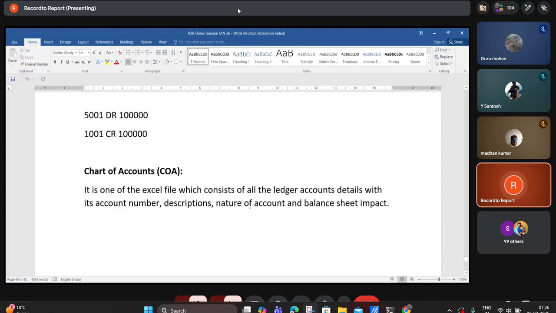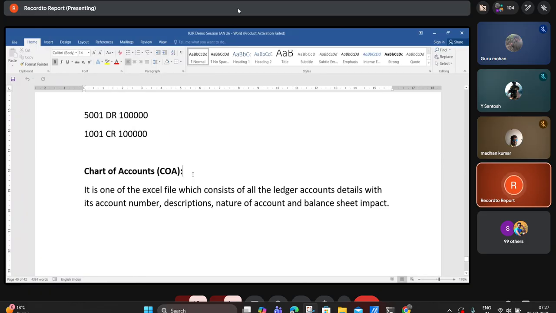We also discussed the cost center, but before that, sorry, we discussed chart of accounts. Chart of accounts is an Excel file in companies. Every company will have a chart of accounts, which gives proper information about all the accounts. For example, we have multiple ledger accounts: rent, salaries, purchase, electricity, office maintenance.